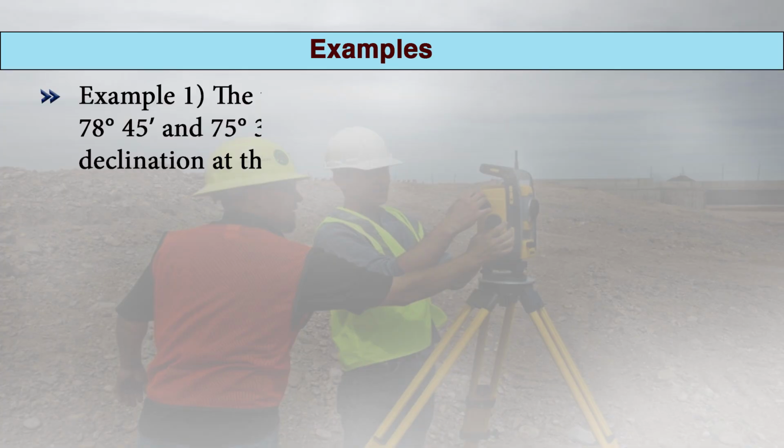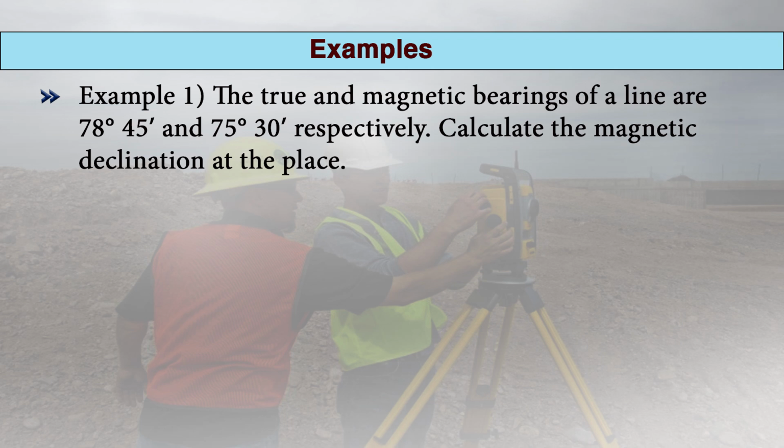Now, let us take some examples of how to calculate magnetic declination and how to find the true bearing if the magnetic declination is given. Taking the first example, the true and magnetic bearings of a line are 78 degree 45 minutes and 75 degree 30 minutes respectively. We have to calculate the magnetic declination at the place.